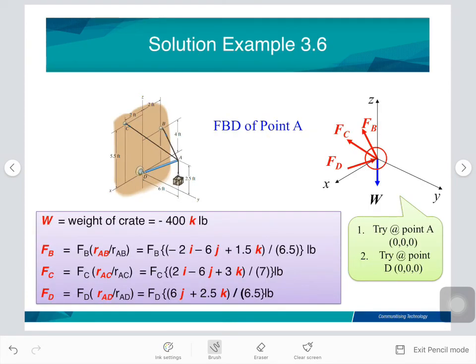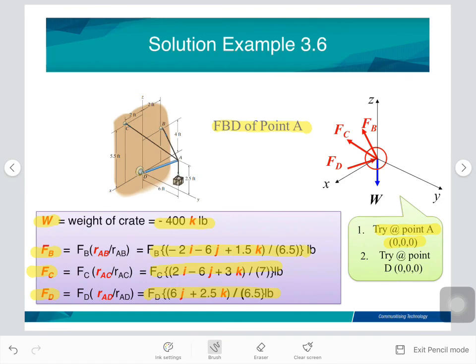Okay, now we consider the free body diagram at point A. So we consider here point A is equal to 0, 0, 0, which means 0i, 0j, 0k, right? So this is the Cartesian. Our weight is already in Cartesian. W is equal to negative 400k. And then here we have FB in Cartesian. And then we have FC here. And then we have FD here.